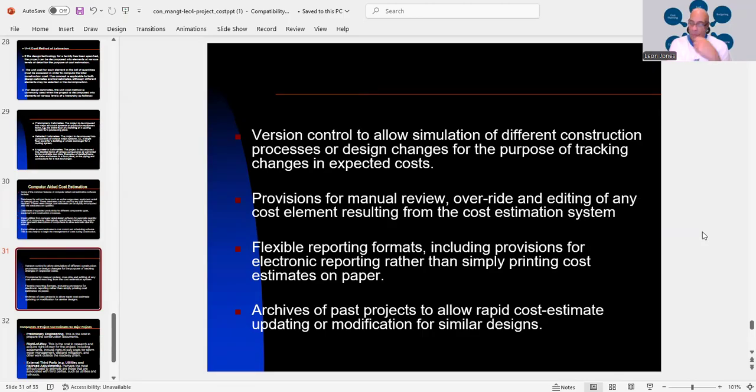We have provisions for manual review, override, and editing of any of the cost elements resulting from the cost estimation system. And we also have flexible reporting formats, including provisions for electronic reporting rather than simply printing cost estimates on paper. And we have, I just mentioned it before, archives of past projects to allow rapid cost estimate updating or modification for similar designs.